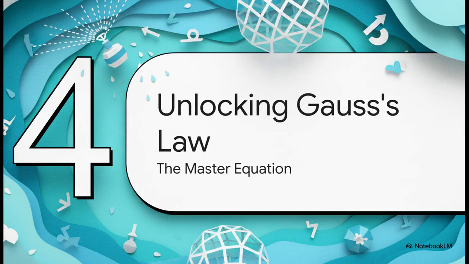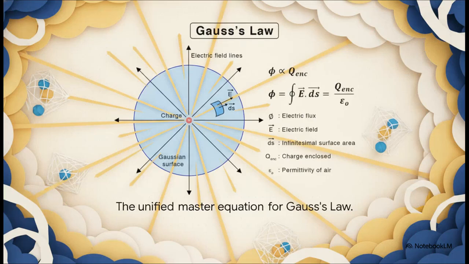Section 4. Unlocking Gauss's law. So how do all of these conceptual steps, the visual sprinkler, the imaginary net, and those physical variables, finally unify into one master equation that changed physics forever? Well, here it is, the grand finale.